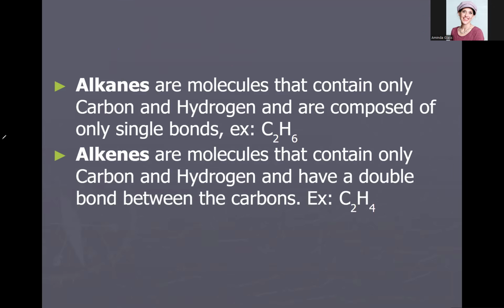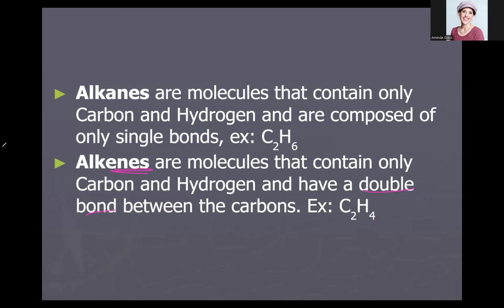Now, alkenes are molecules that contain only carbon and hydrogen, and they have a double bond between the carbons. So here we have the double bond in alkenes. So instead, it would look like this. So alkenes have at least one double bond right there.